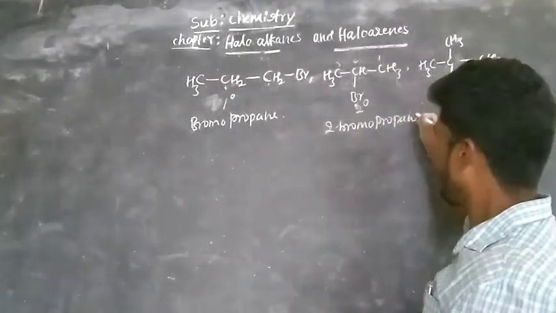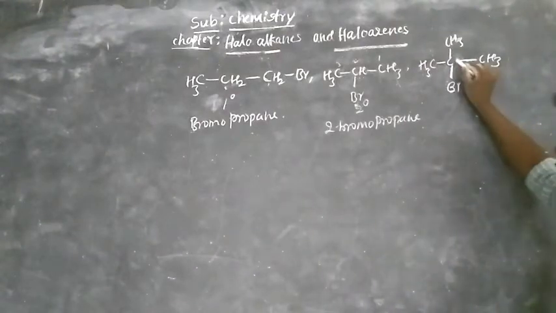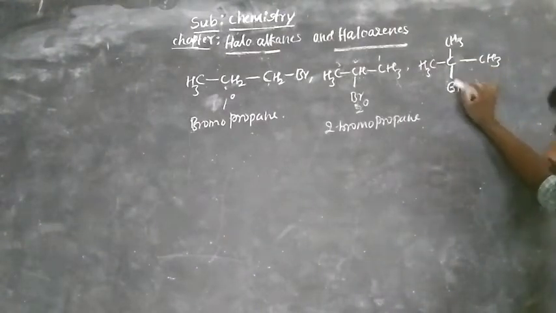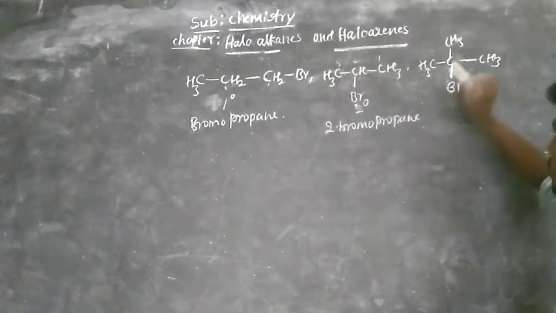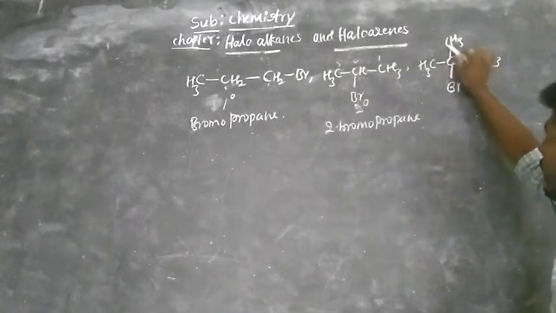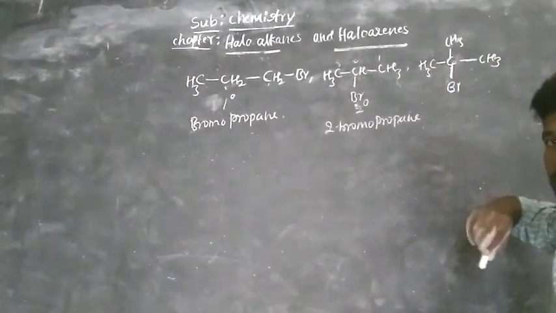2 bromopropane. This is 1 bromopropane. No need to write 1. Similarly, observe this: the bromine is attached to a carbon atom. Look at this carbon, how many hydrogens does it have? No hydrogens. No hydrogen means three methyl groups are interlinked, or three carbons are connected to the carbon which is attached to the bromine.